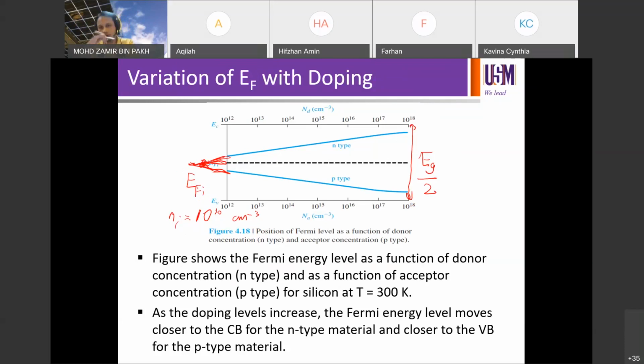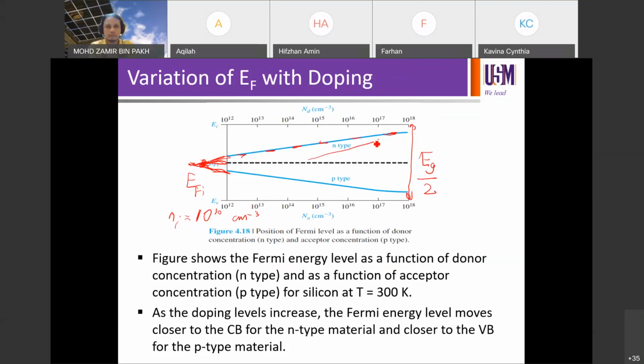So say if you want to dope your silicon to n-type, you're going to add more phosphorus or more arsenic or more antimony. And at the same time, when you keep increasing the doping level, your EF is going to increase as well. We discussed this one last time.